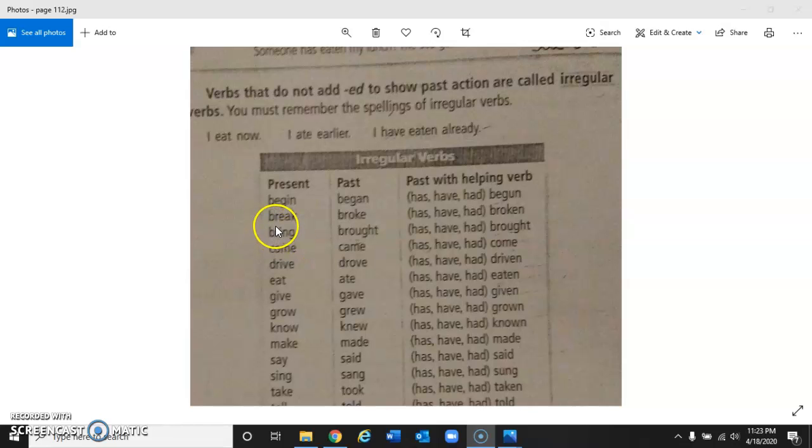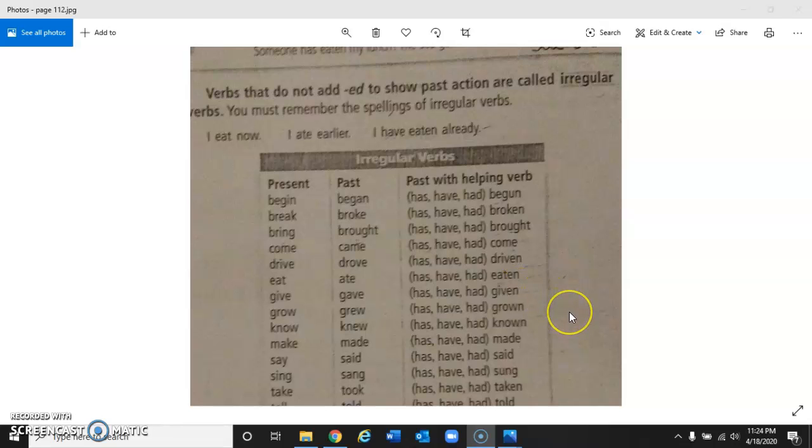And we've got break, broke, have broken, bring, brought, have brought. See, some words stay the same in both forms. Come, came, has come. Drive, drove, has driven. Eat, ate, has eaten. Give, gave, has given.